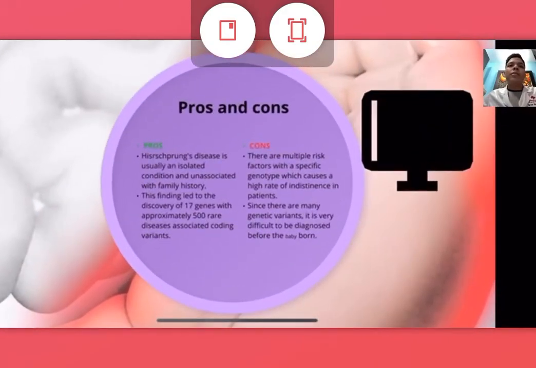Okay, pros and cons. The pros, well, Hirschsprung disease is usually an isolated condition and unassociated with family history. This finding led to the discovery of 70 genes with approximately 500 rare disease-associated coding variants. And the cons, there are multiple risk factors with a specific genotype which causes a high rate of variability in patients. Since there are many genetic variants, it is very difficult to diagnose before the baby is born.